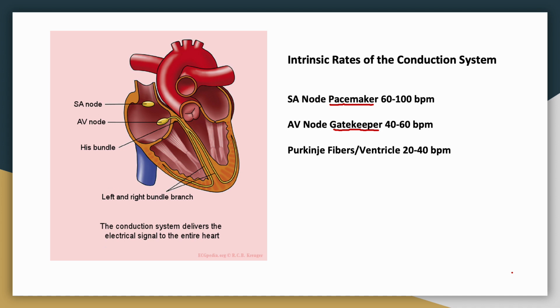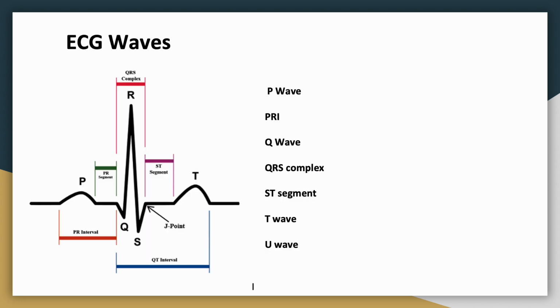Okay, now the impulse goes from the SA node to the AV node, down the bundle of His to the right bundle and the left bundle, and to the Purkinje fibers and the ventricles. So let's say the pacemaker and the gatekeeper are both going to sleep. They're not going to work today. The Purkinje fibers and the ventricles can initiate an impulse at 20 to 40 beats per minute. Now, that's not going to make or break you. I'm just trying to explain some basic physiology to you, okay? So you don't need to memorize that, okay?